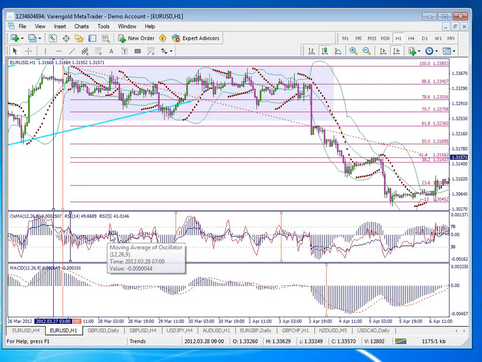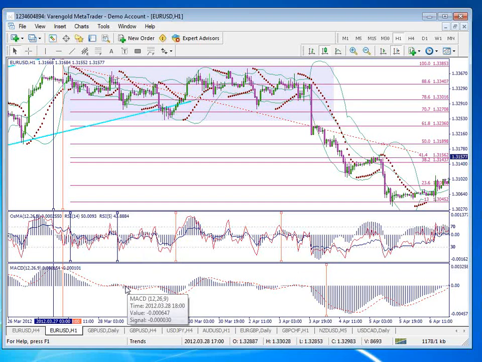The next signal for sell will be in this area. We are looking just as long on the 4-hour chart, we have a signal for sell. We will look for signals for sell on the 1-hour chart. So here is the next signal for sell.